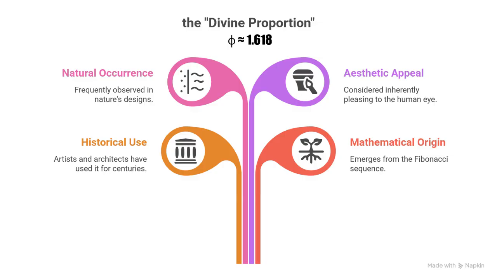This ratio, often called the divine proportion, has been used by artists and architects for centuries because it's considered to be inherently pleasing to the human eye. The fact that this aesthetically pleasing ratio emerges from the simple Fibonacci sequence and is so frequently observed in nature's designs adds to the overall sense of wonder and beauty associated with this remarkable pattern.